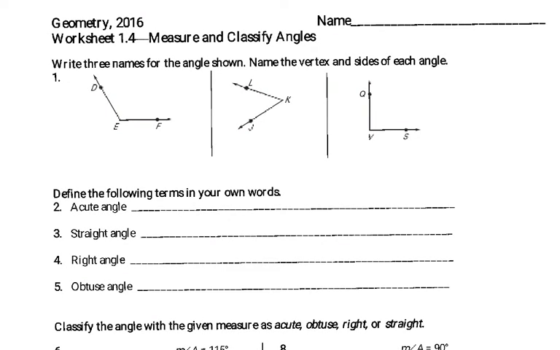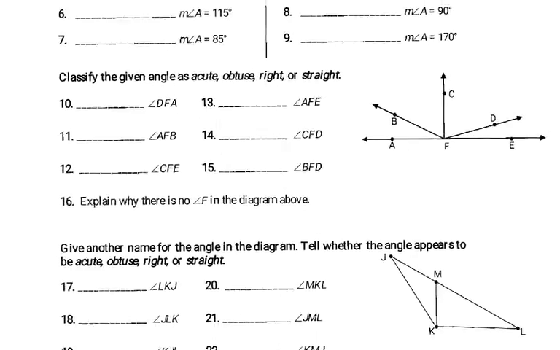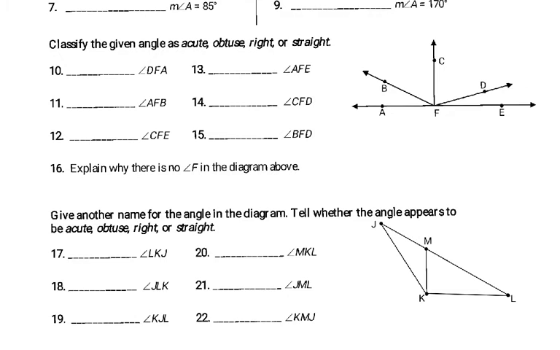All right, mathematicians, we are now going to work through worksheet 1.1.4, measuring and classifying angles. The first part you can get from your notes, but I do want to skip down to questions 10 through 15. I want to remind you that the middle letter is the vertex, and the other two letters are where you're tracing. So for question number 10, you're tracing from D to F to A.